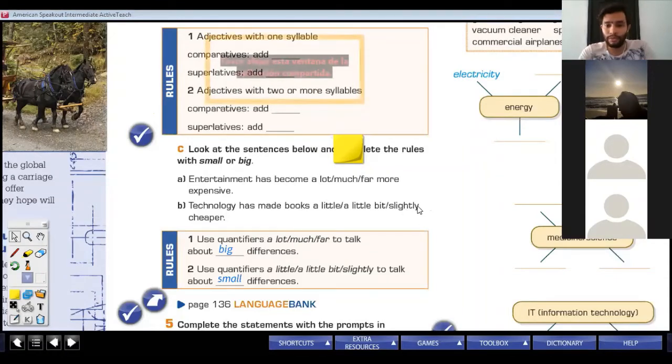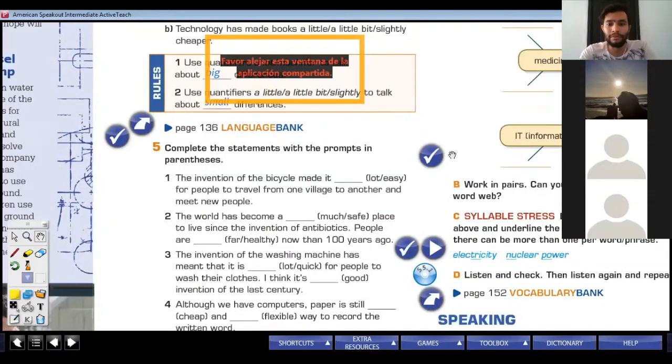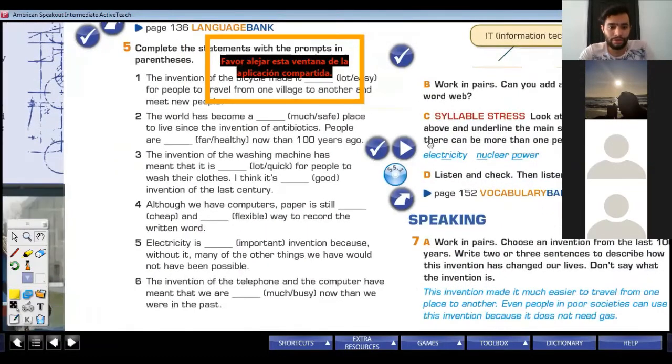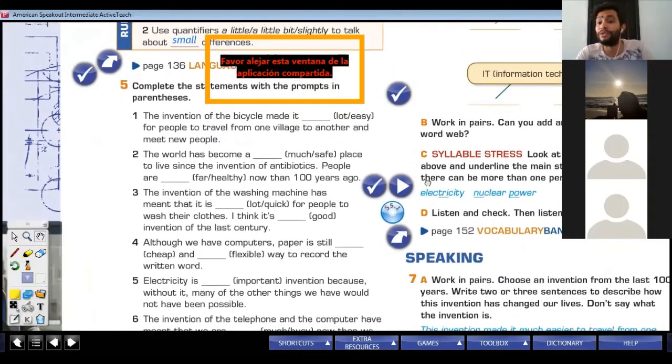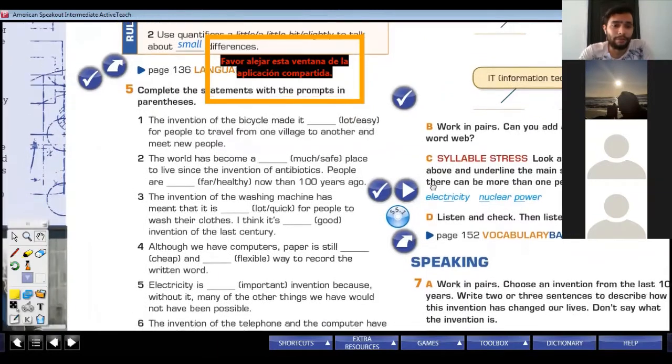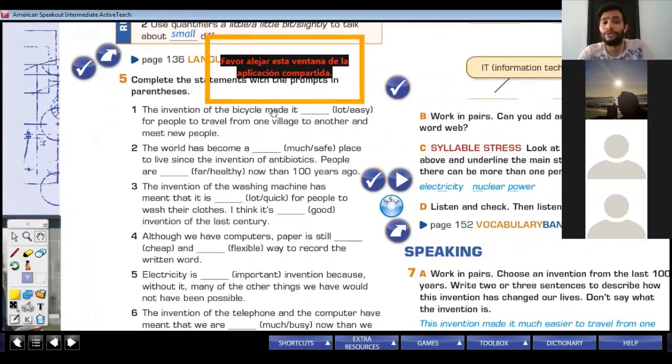So I think this part is good. You did it very good. So there's no problem. So let's try to do these exercises down here before we start on the review of comparisons and superlatives. Number one, let's do it all together.